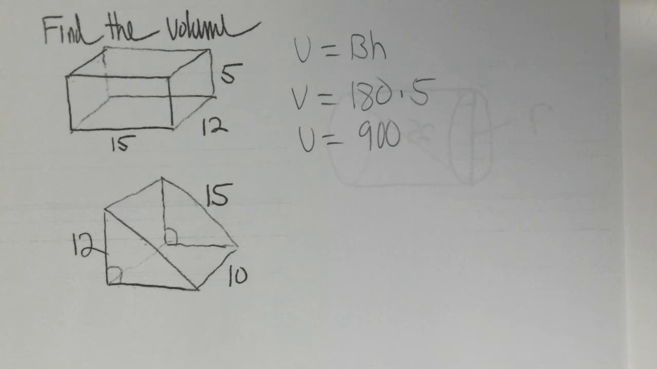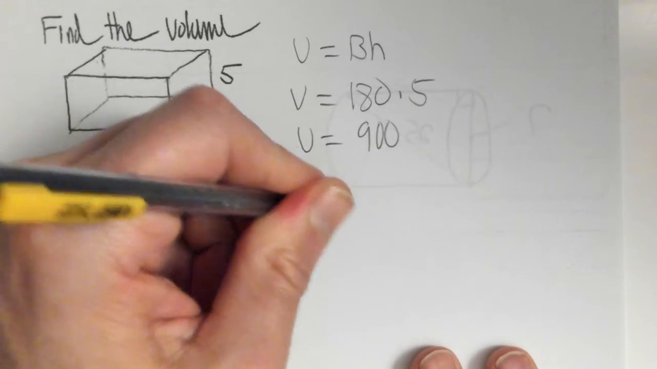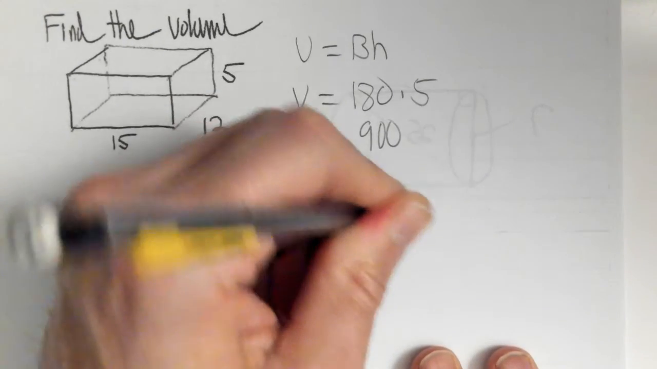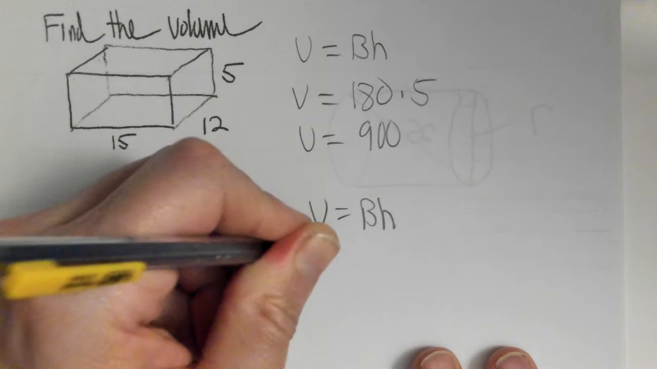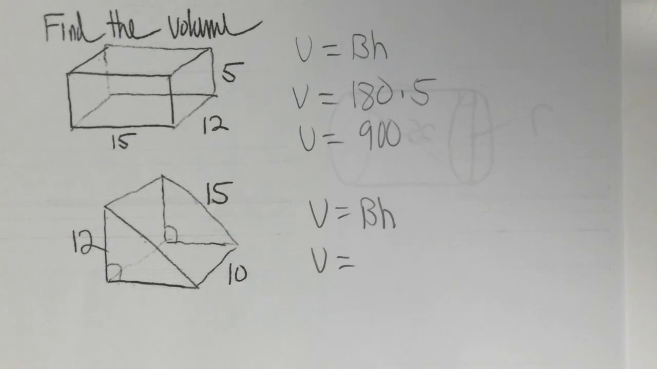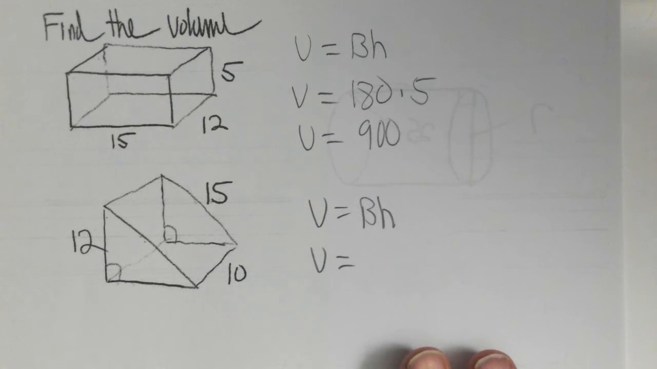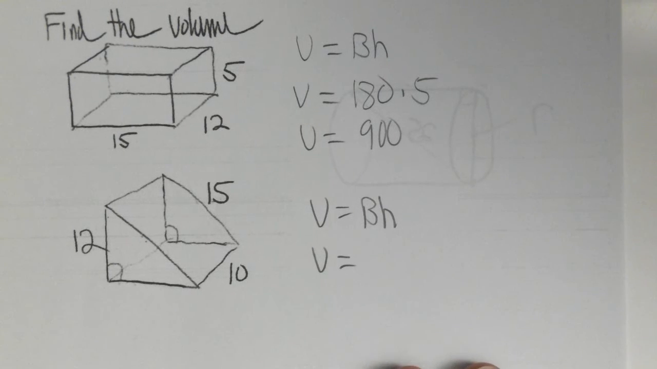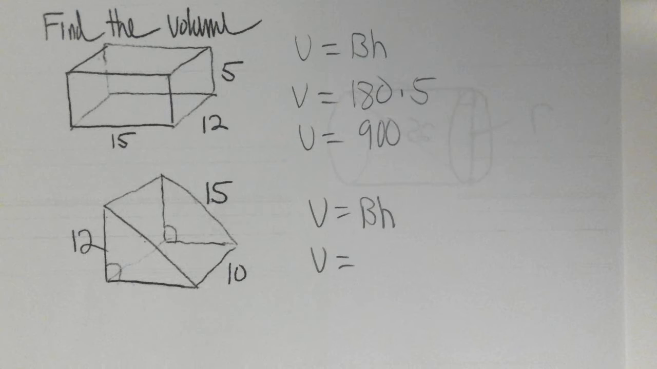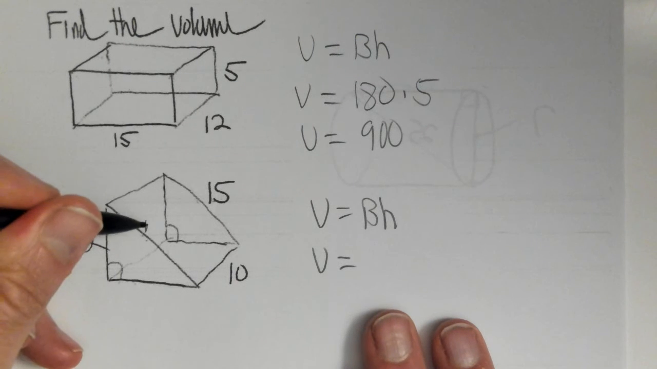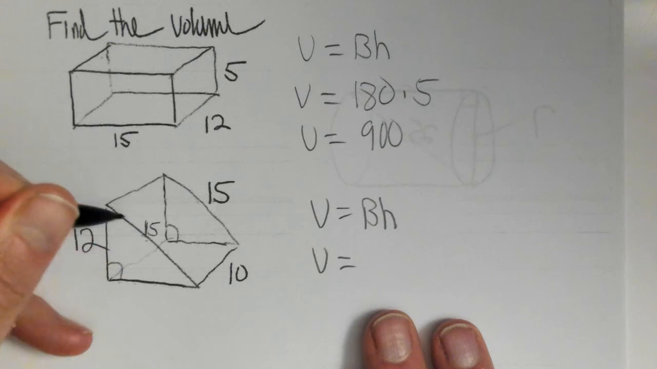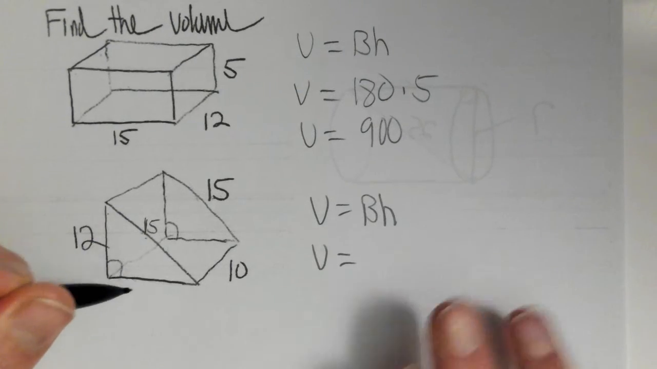This is also a prism, and so I'll actually be using the same formula, capital B times H. And again, B stands for the area of the base. So the first question is, what is the shape of the base? All right. So the shape of the base is a triangle, right? And so I have 12 here. I can look on to the other base to know that that hypotenuse is 15. This is still missing though.